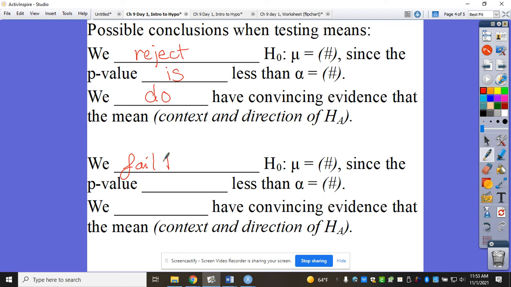So here, if we don't reject, we fail to reject the null hypothesis since the p-value is not less than alpha. So we do not have convincing evidence.